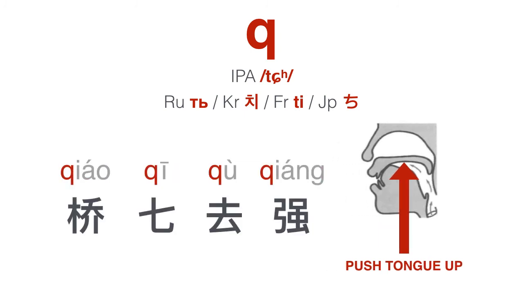Here's some examples of the qi sound. The word for bridge is qiao. The number 7 is qi. The word for to go is qu. And the word for strong is qiang. Qiao, qi, qu, qiang.